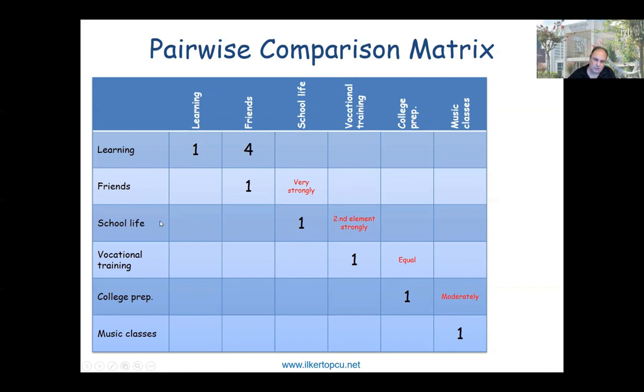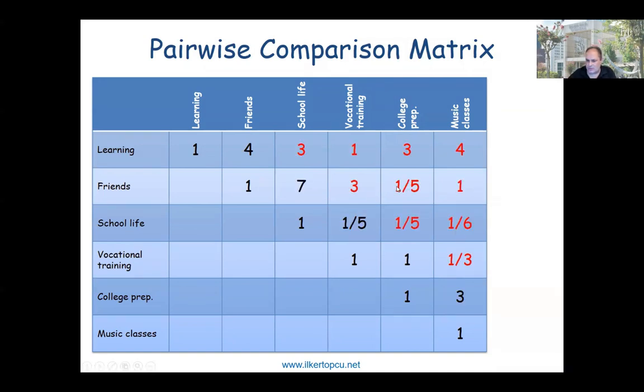Vocational training is strongly more important than school life. Here they are equal, here they are medium. One by one we get these answers. If, as I have said previously, the decision maker can understand what this scale stands for, he or she can just give you the numbers, or you get these verbal statements and convert them to numbers.